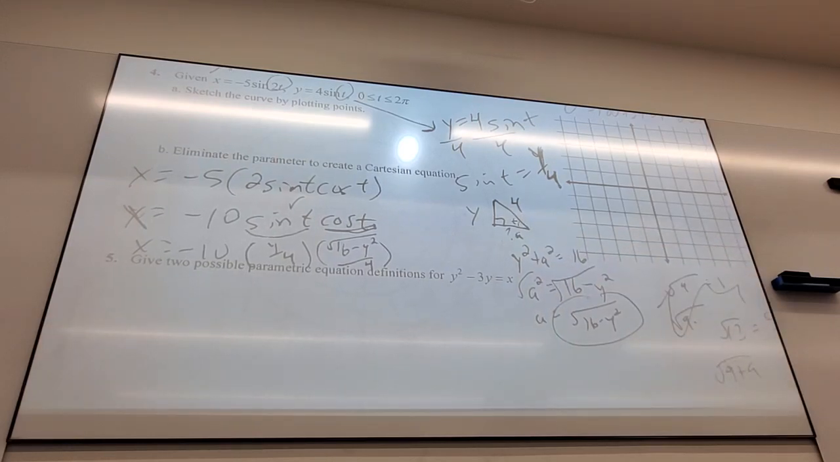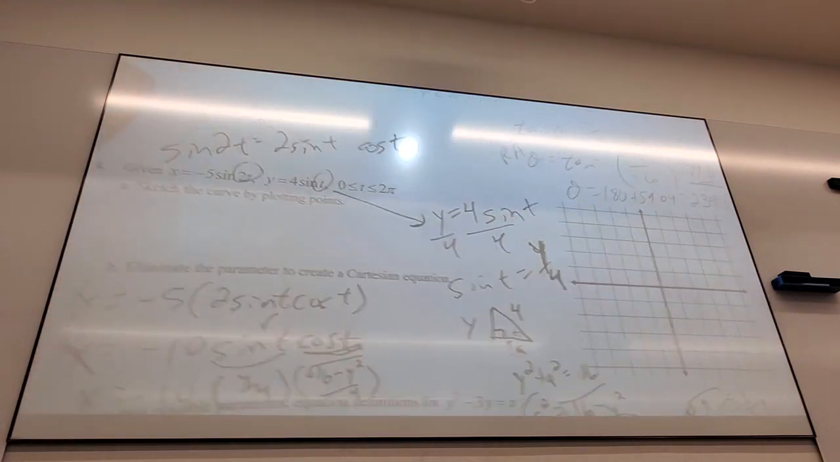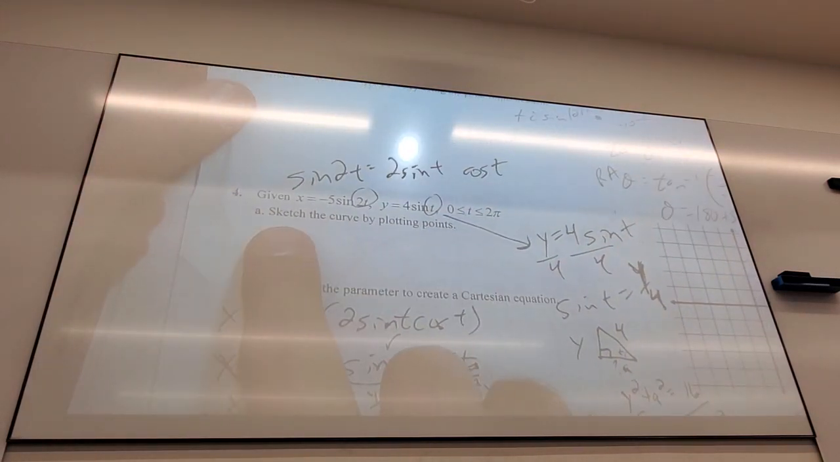For the points that we're plotting, I chose like pi over 4. I didn't want to just do pi over 2. Yeah, that's what I would do. In fact, let's do that together because I think I left that off the answer key. I just didn't have time. So let's do number 4A together.